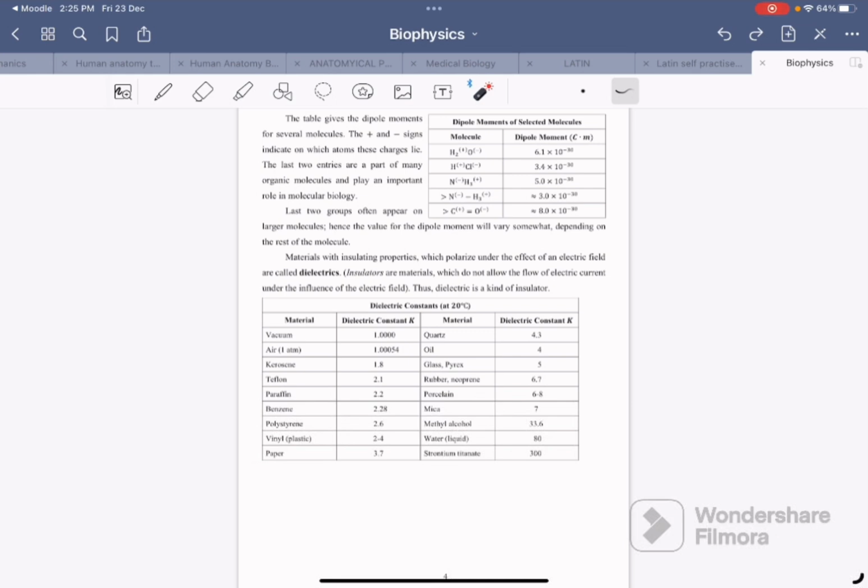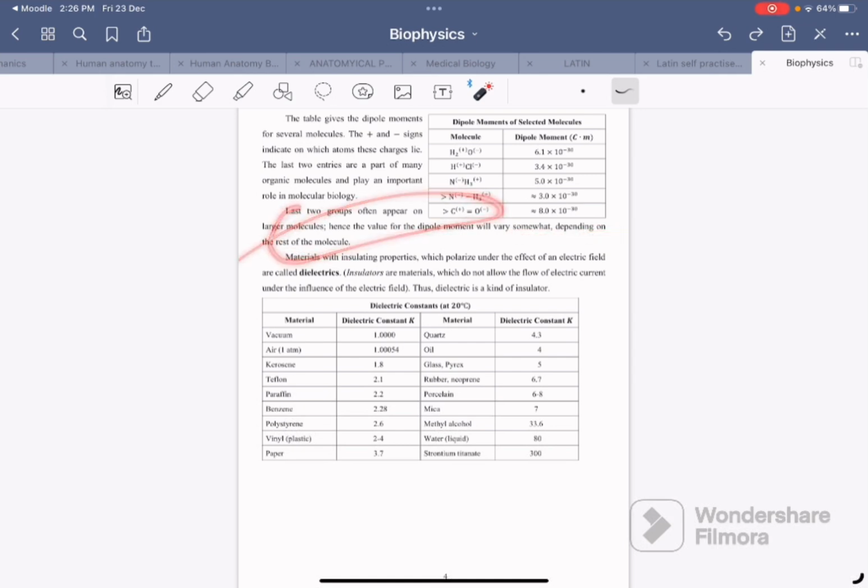Okay, this table shown here, we have to discuss the dipole strength of it. The table gives the dipole moment for several molecules. The positive or negative sign indicates on which atom this charge lies. The last two entries are a part of many organic molecules and play an important role in molecular biology. The last two groups often appear on larger molecules, hence the value of the dipole moment will vary somewhat depending on the rest of the molecule.